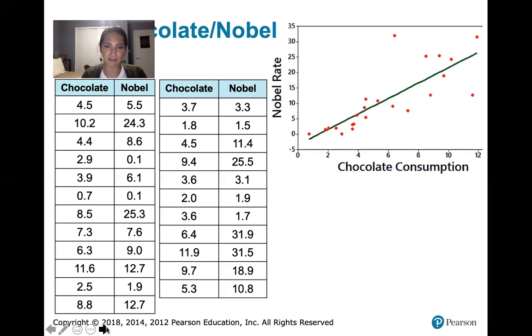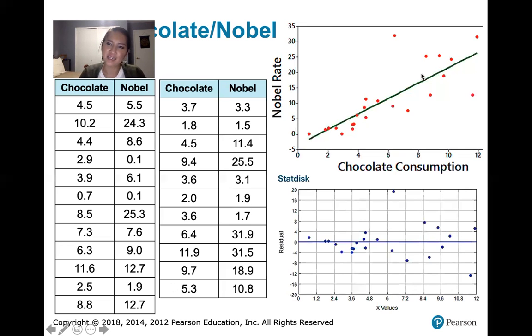Now, if we look at the graph of these ordered pairs, we have this scatter plot. The red dots correspond to particular ordered pairs. For example, this one here, we've got a chocolate consumption near 12 and a Nobel rate near 31 or 32. If we go over here to our data set, I bet we can find it. Here we see that when the chocolate consumption is 11.9 kilograms per capita in one particular country, the rate of Nobel laureates that they have is 31.5 Nobel laureates per 10 million people. And so that ordered pair 11.9, 31.5 is represented by that data point.